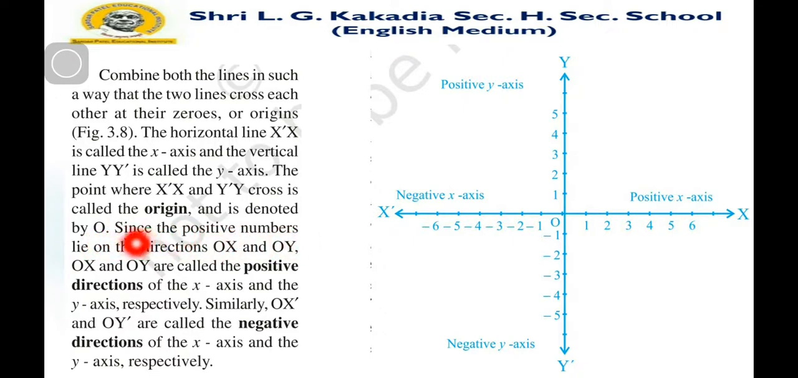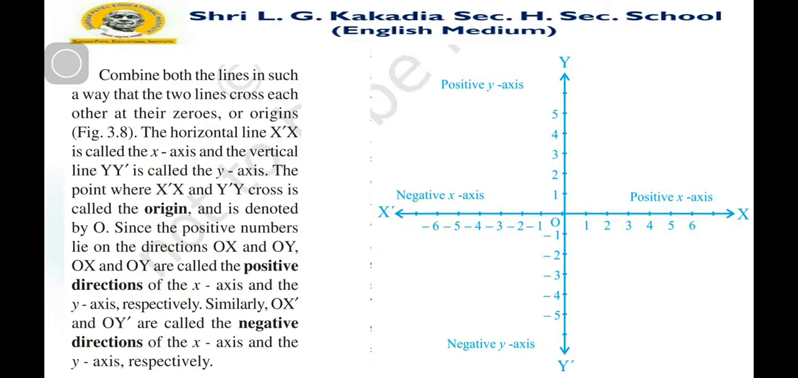Since the positive numbers are on the direction OX and OY, they are called the positive direction. Here you can see that OX and OY have the positive numbers, so these two directions are known as the positive direction of the x-axis and the y-axis respectively. Similarly, OX dash and OY dash are called the negative direction of the x-axis and y-axis. As you can see here, it is the negative direction of the x-axis and the negative direction of the y-axis. So it is known as the Cartesian system to denote any point.